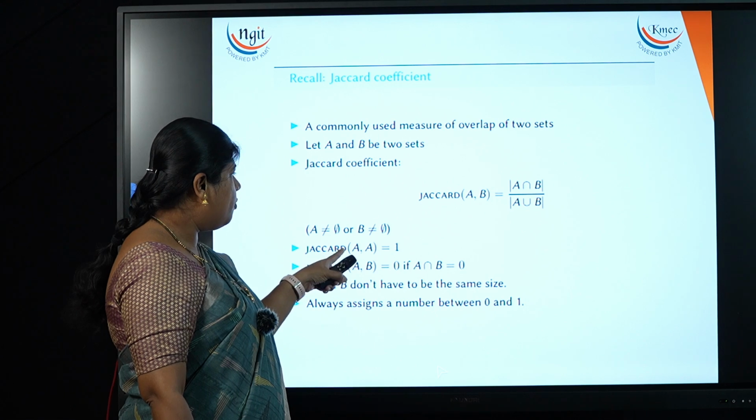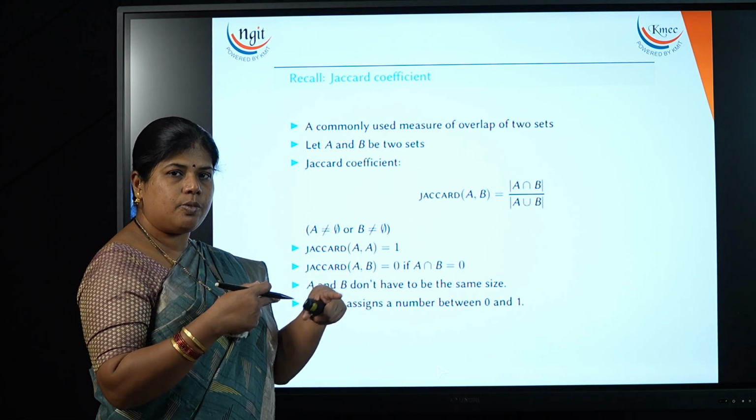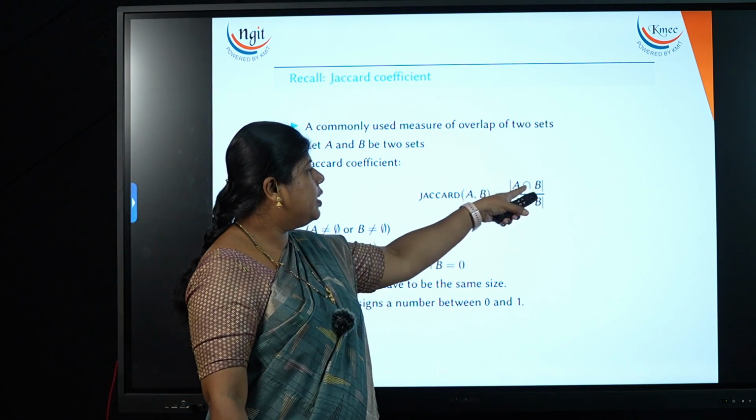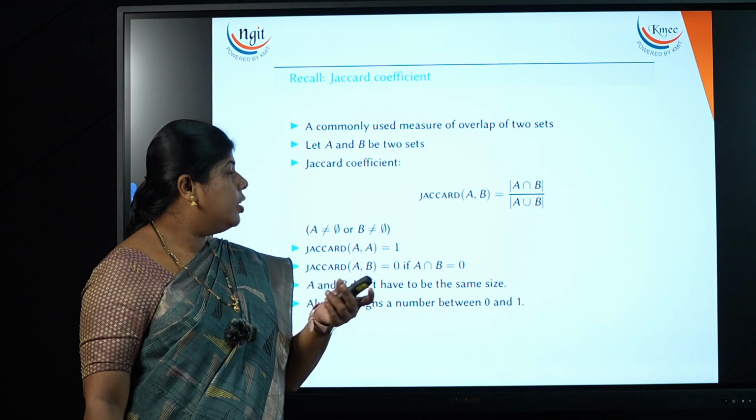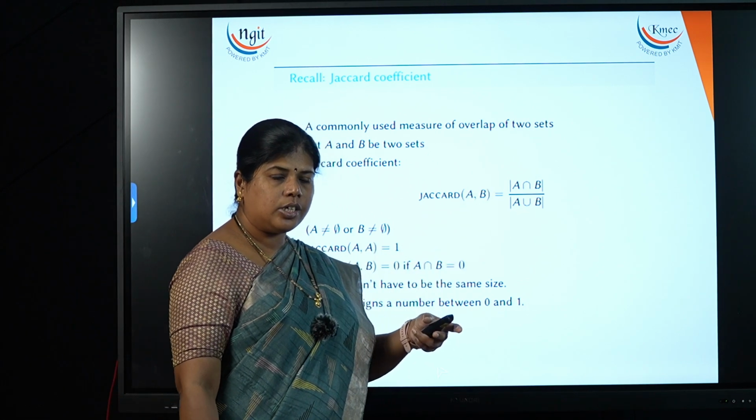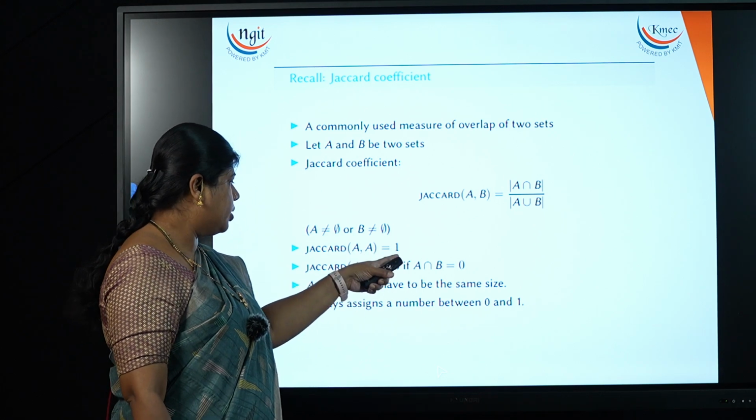Now, Jaccard of A comma A is 1. Of course, all the words will match. That's why here you will get 8 by 8. If A contains 8 words, then you will get all the words in the intersection as well as all the words in the union. So you will get 8 by 8, that is 1.